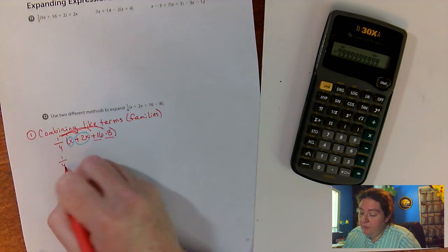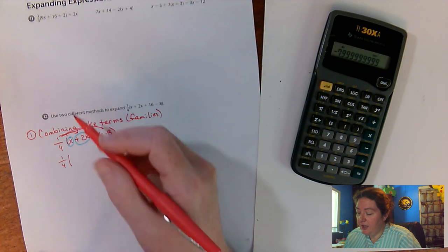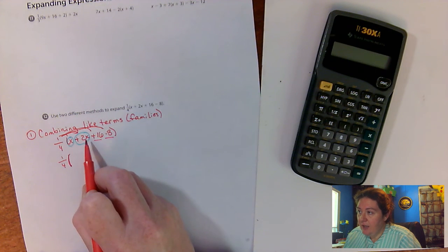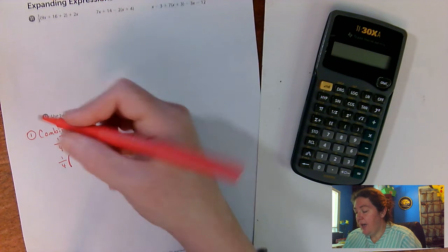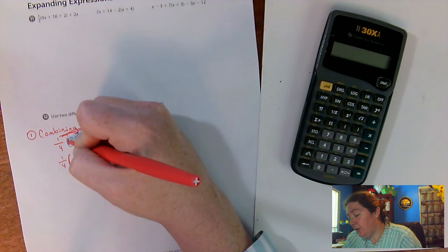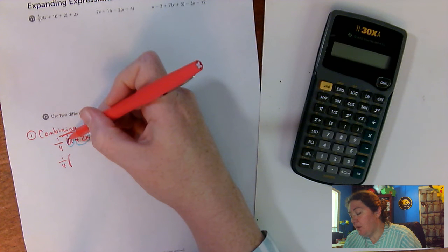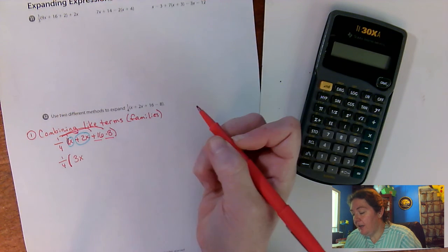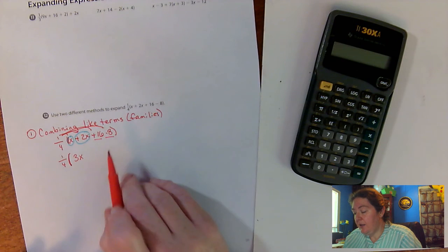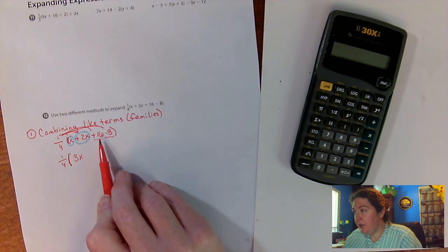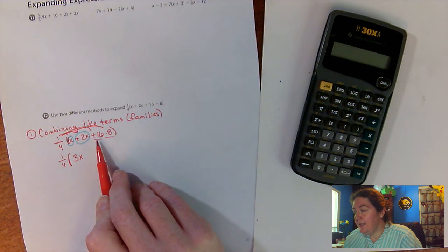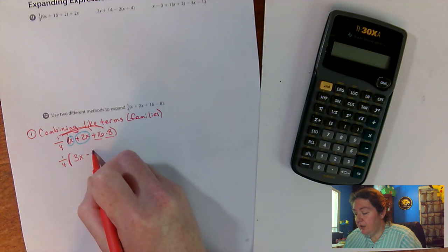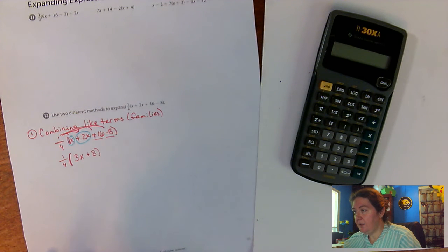So I've got 1/4. Because he's being multiplied, I don't combine anything yet. I've got x and 2x. I know there's an invisible 1 right here. So that's going to be 1 plus 2 gives me 3x. And then I'm going to look at my plain Jane family over here. 16 minus 8 is going to give me 8.